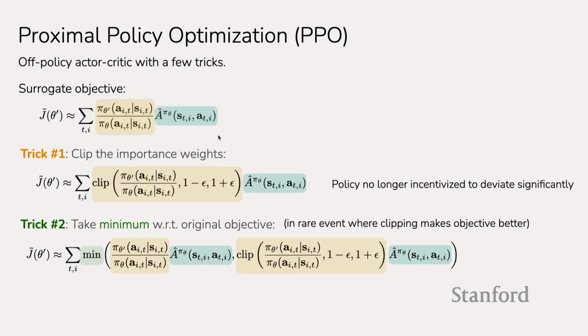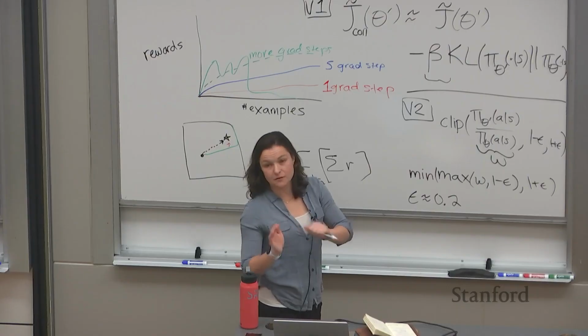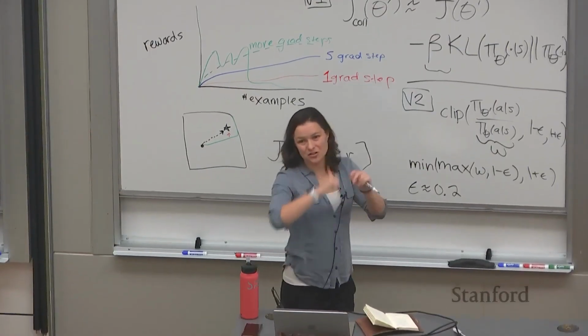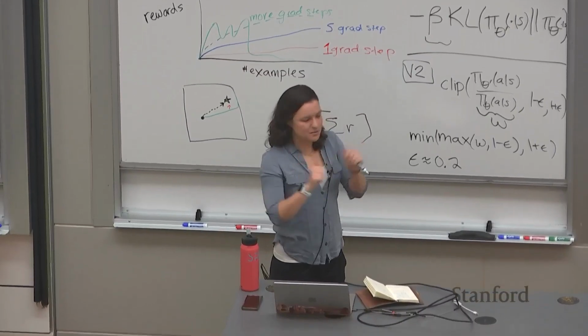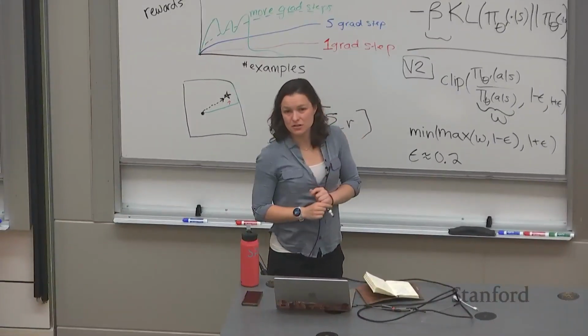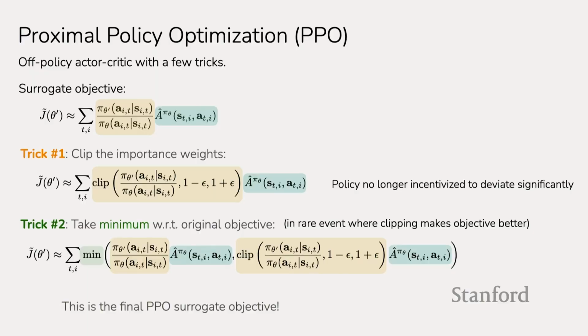And this means that we're going to be maximizing a lower bound on our objective. And usually, if you're ever going to be optimizing or maximizing something that's different from your original objective, it's good if it's a lower bound, because you're not going to be maximizing something that you could maximize beyond the original objective. Cool. So this is the final PPO surrogate objective. The motivation behind trick 1 or trick 2?